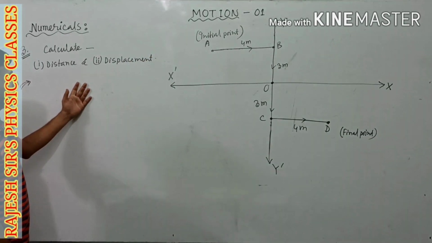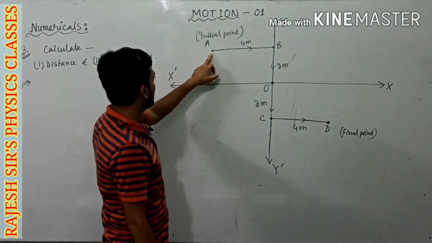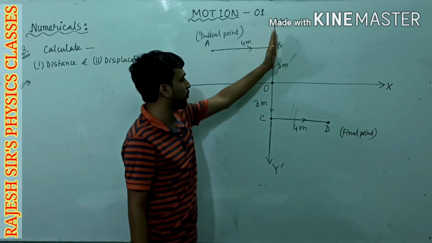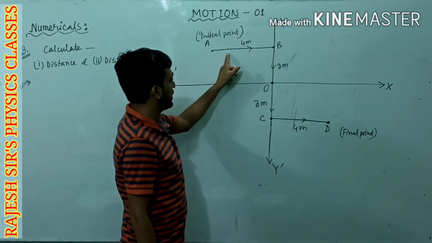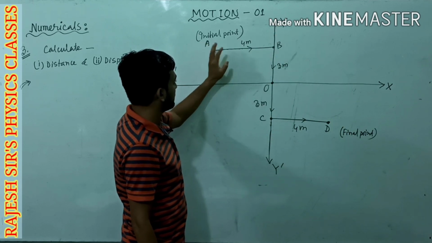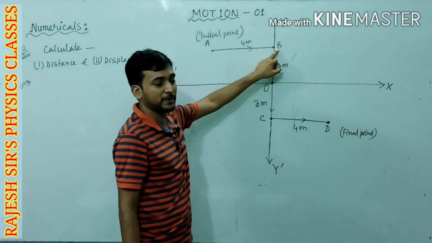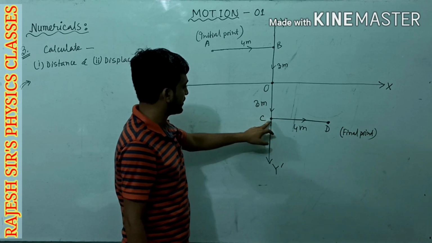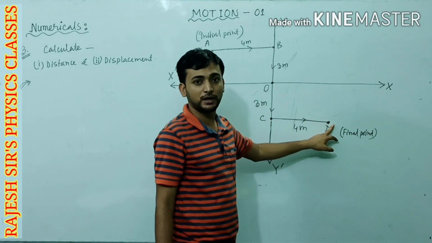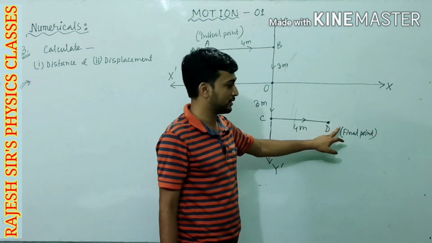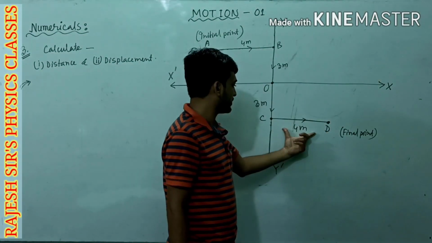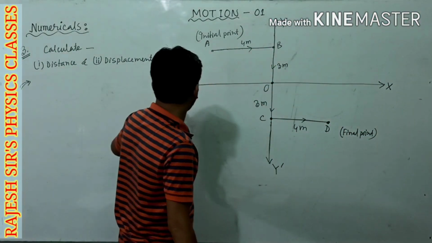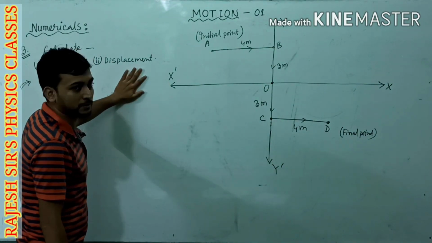So in the third question, what we have been given: A as the initial point, which is at a distance 4 meter from y-axis, and from point A, particle reaches the point B, and from B it reaches the point C. After that, it completes its journey after reaching the point D. D is the final point. And this distance is 4 meter, this one is 3 meter, this one is also 3 meter. Now we have been asked to find distance and displacement.